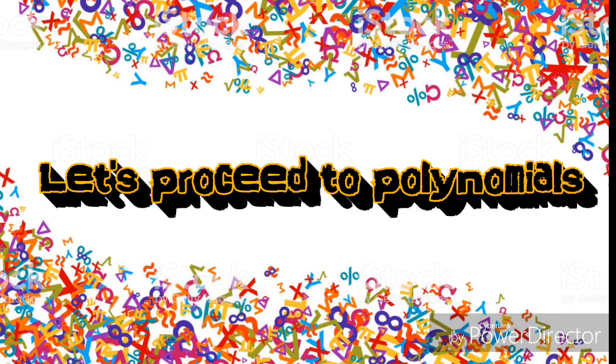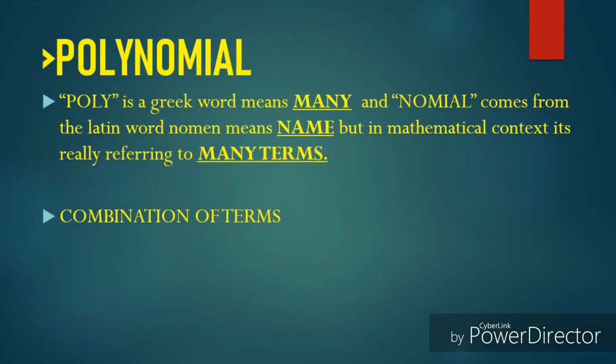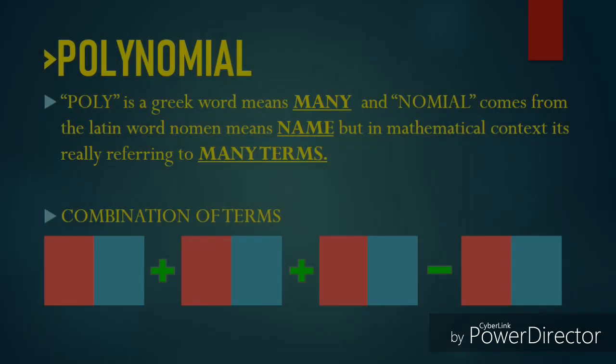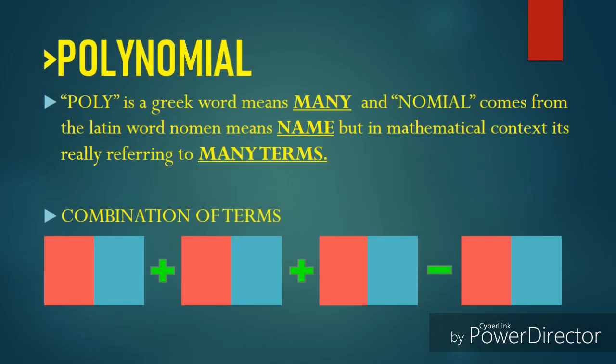Okay, so meron na tayong basic idea and brief background about sa terms. Tignan naman natin kung paano makakatulong yung basic idea natin sa term to help us understand the basic idea of polynomials. So ano nga ba yung kanina pa natin binabanggit na polynomial? First up, poly is a Greek word means many, and nomial comes from the Latin word nomen means name. But in mathematical context, it's really referring to many terms. Polynomial is a combination of terms.